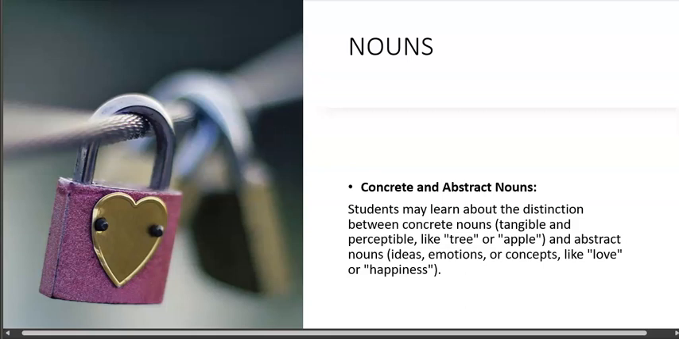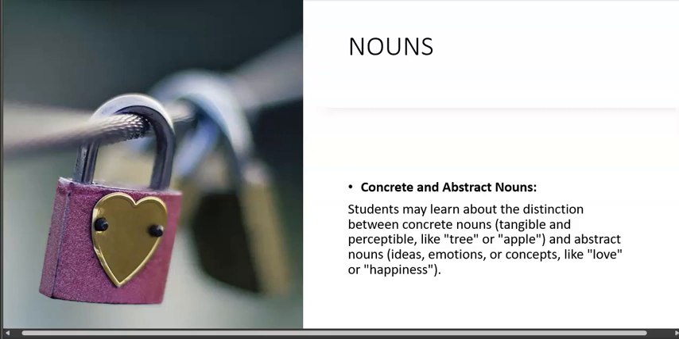So with concrete and abstract nouns here, concrete nouns are just tangible nouns, nouns that we can touch. For example, table, tree, apple. When I say tangible, I mean these are nouns that we can see and we can touch. So something that you can touch, you can see it, obviously, okay?